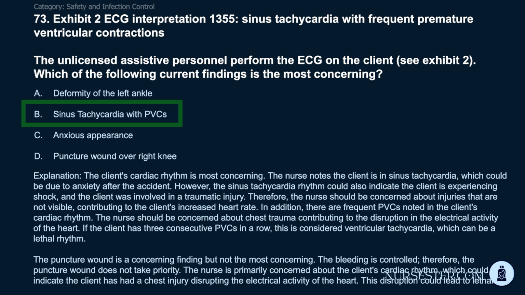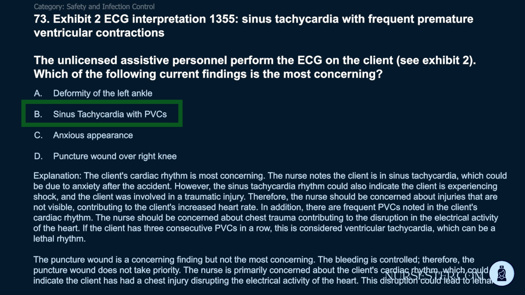The nurse notes the client is in sinus tachycardia, which could be due to anxiety after the accident. However, the sinus tachycardia rhythm could also indicate the client is experiencing shock, and the client was involved in a traumatic injury. Therefore, the nurse should be concerned about injuries that are not visible, contributing to the client's increased heart rate. In addition, there are frequent PVCs noted in the client's cardiac rhythm.